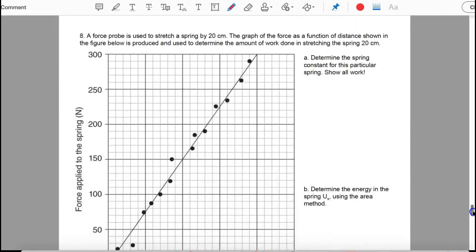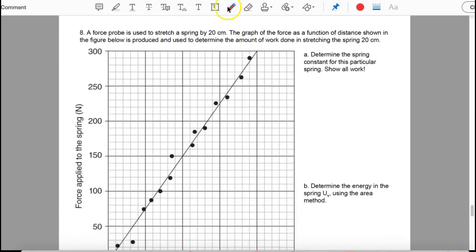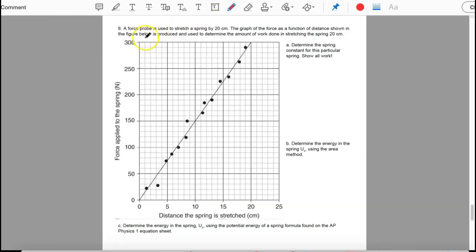For the very last one, we have a force probe. So I'm going to make this a little bit smaller. It is used to stretch a spring by 20 centimeters. So here's our 20-centimeter stretch. The graph of force as a function of distance is shown, and kind of tells us what's happening. It says determine the spring constant for this spring.